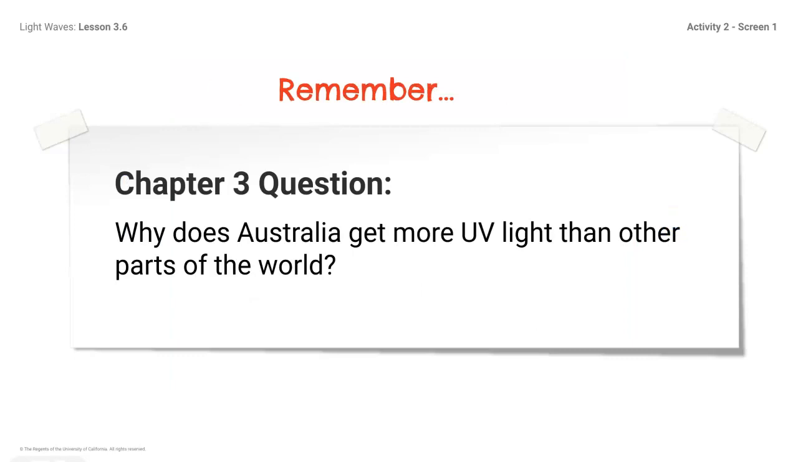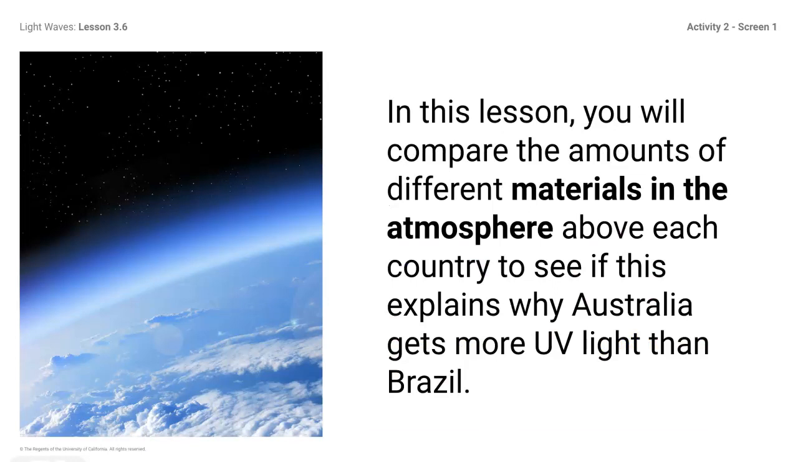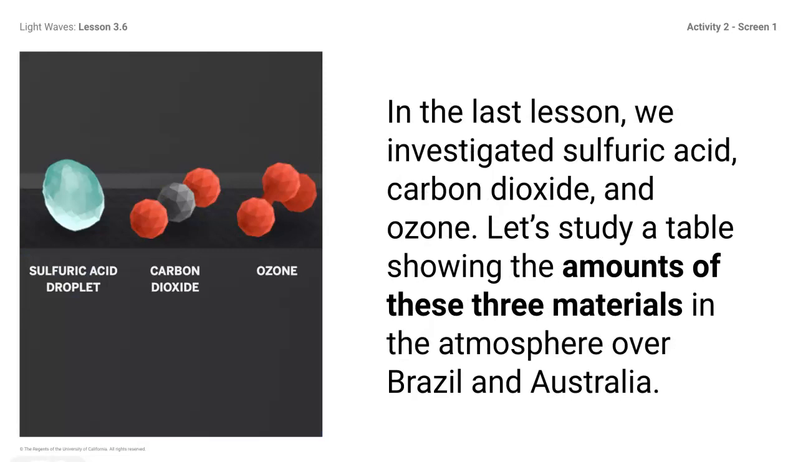Remember our chapter 3 question, why does Australia get more UV light than other parts of the world? Well, if you remember, Australia gets more UV light than Brazil, even though the two countries get the same amount of sunlight. And you can see this in the visual map below. In this lesson, you will compare the amounts of different materials in the atmosphere above each country to see if this explains why Australia gets more UV light than Brazil. So in the last lesson, we investigated sulfuric acid, carbon dioxide, and the ozone. So let's study a table showing the amounts of these three materials in the atmosphere over Brazil and Australia.